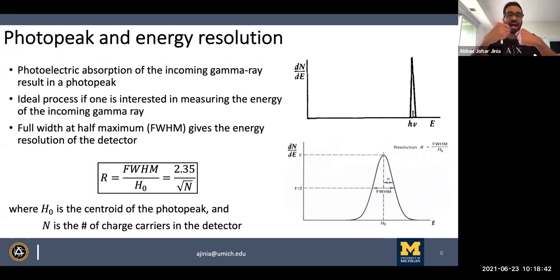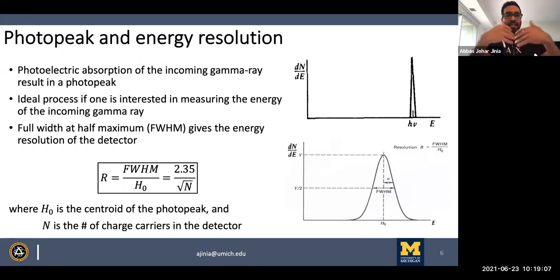And then we divide by the centroid of that photopeak. Now, if your x-axis is in units of energy, then the centroid of the photopeak is simply going to be the energy of the incoming gamma ray. Now, this can also be translated to the number of charge carriers that are produced in the detector.